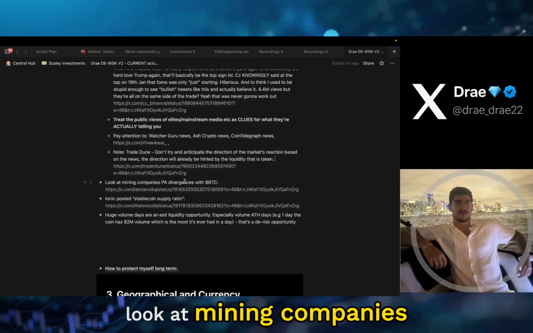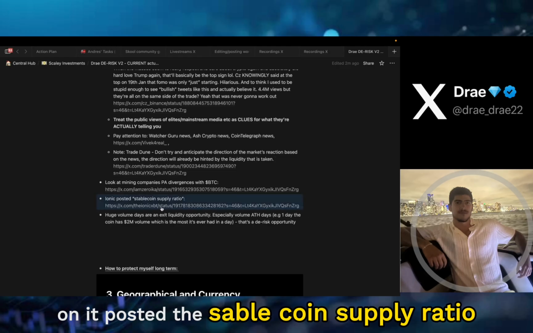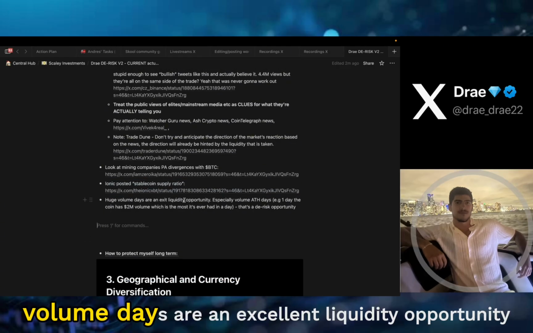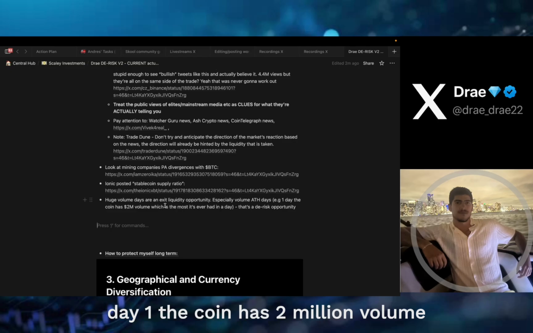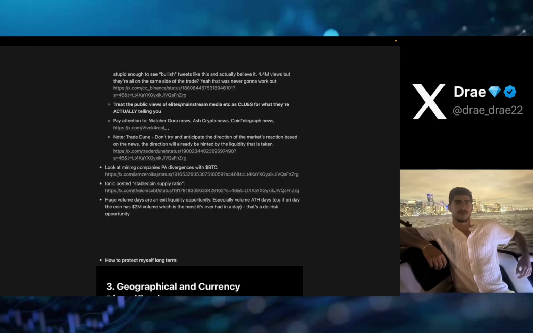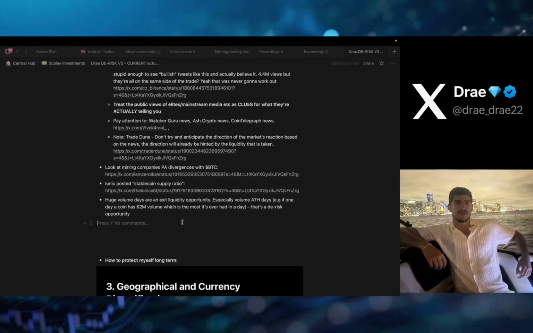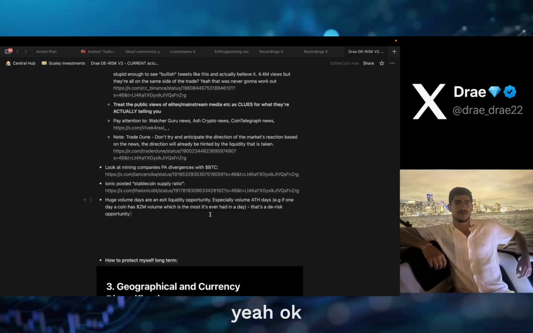Look at mining companies' price action divergences of the Bitcoin dominance, and the approach to the stablecoin supply ratio. Huge volume days are also an exit liquidity opportunity, especially all-time high volume days. For example, if one day a coin has 2 million volume, which is the most it's ever had in a day, that's the risk opportunity. Yeah, okay. So exactly.